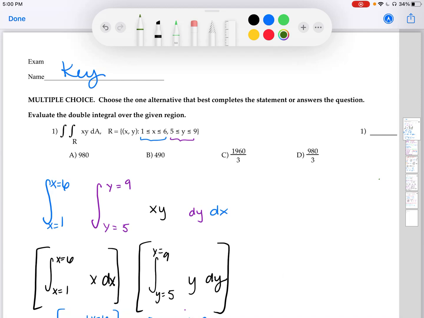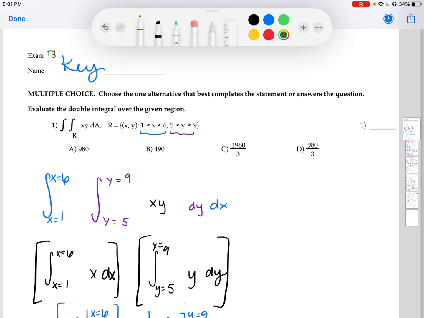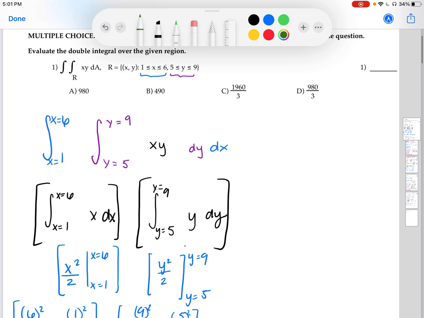Hi, this is a quick review for your test 3. Now, to make the video not so lengthy, I'm going through a solved out key, but I'll walk you through the steps of setting up each problem.